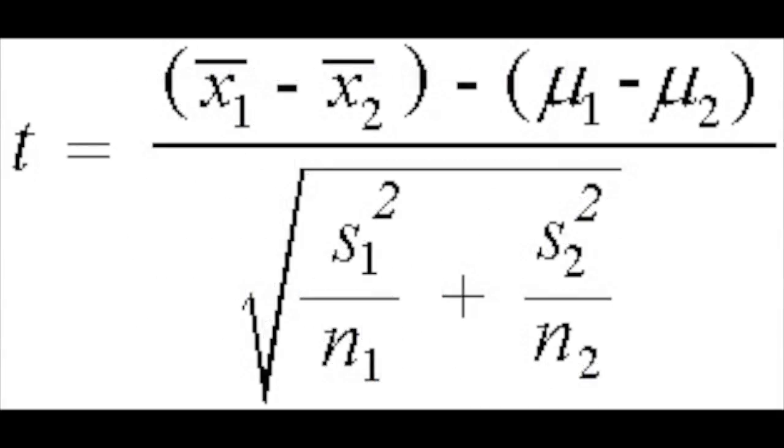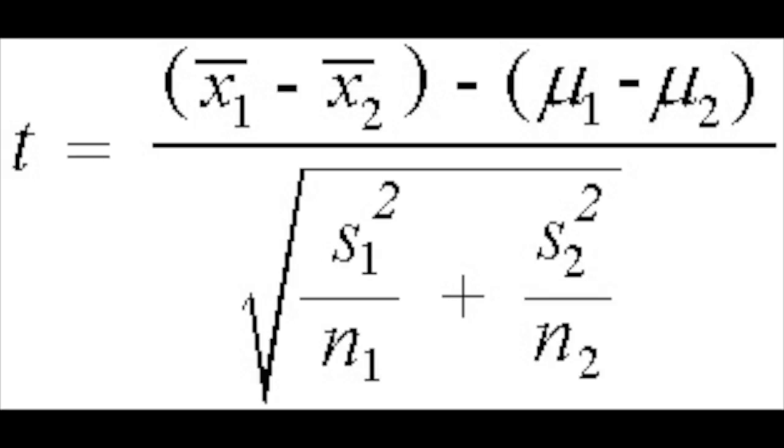This is the equation for performing a 2-sample t-test for difference between 2 means. It is t equals x bar 1 minus x bar 2 minus the difference between mu 1 and mu 2 divided by the square root of s1 squared over n1 plus s2 squared over n2.